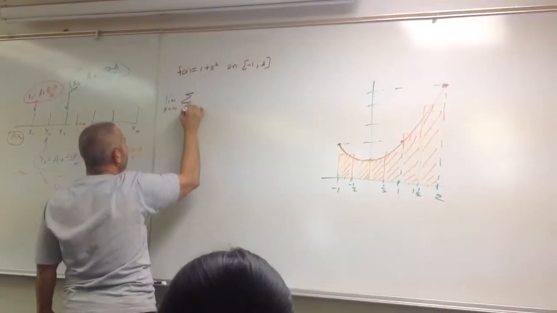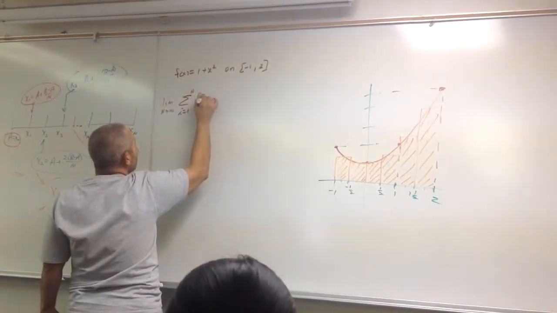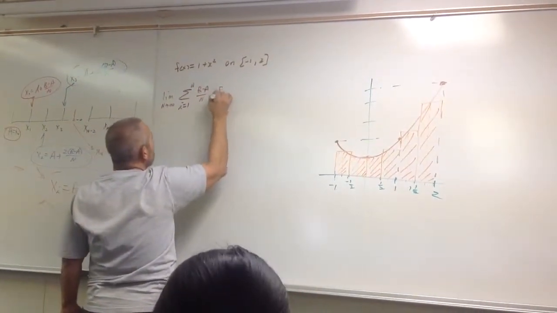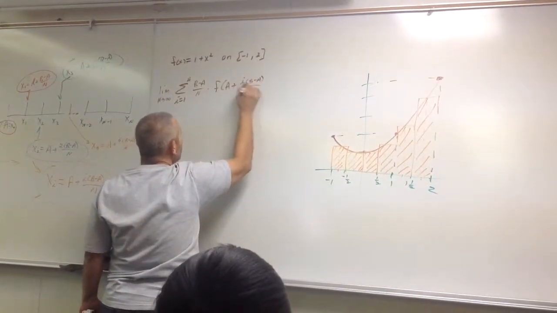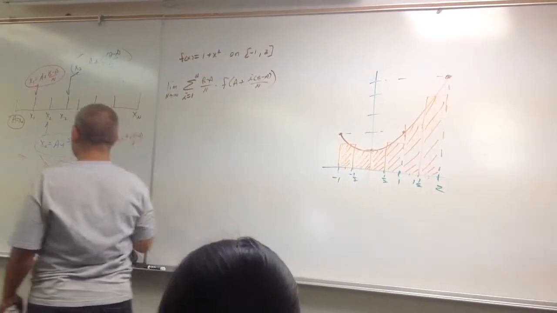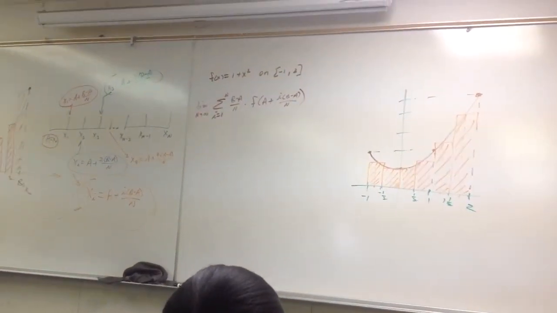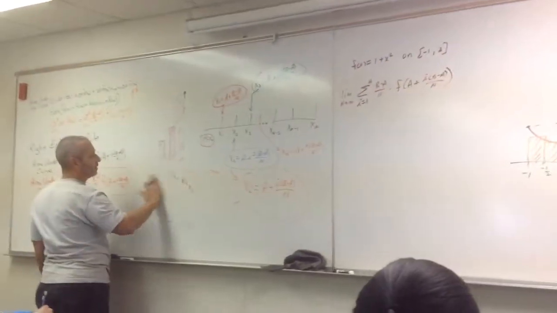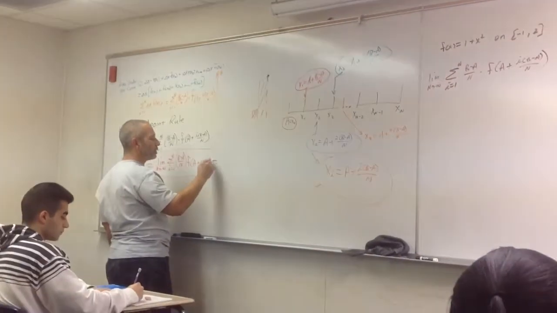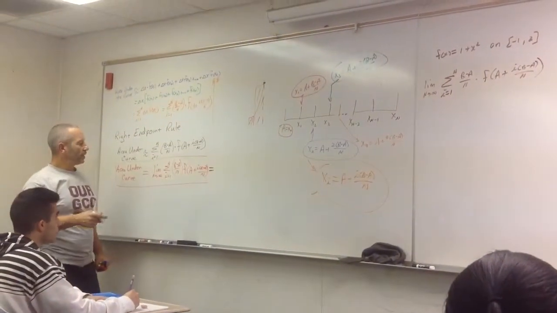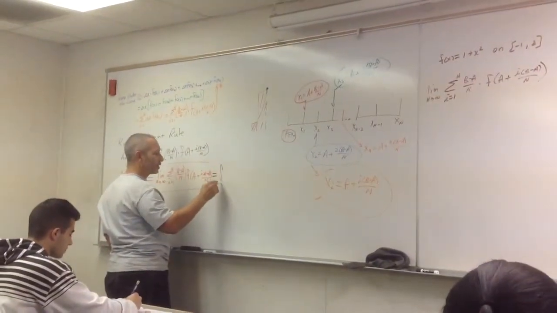Sum from i equals 1 to n of (b minus a) over n times f of (a plus i times (b minus a) over n). Oh, I forgot to tell you one thing. They invented a symbol for this, so that you don't have to keep writing this over and over and over. They wanted you to have a nice, concise little symbol. So they write this.